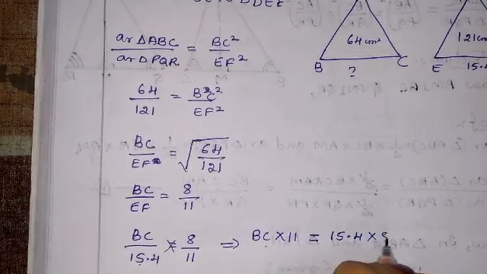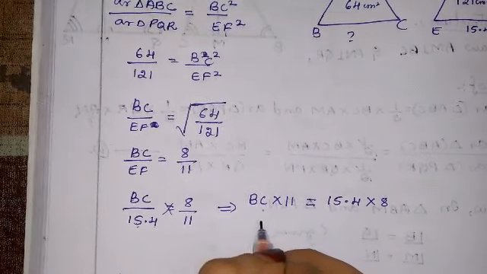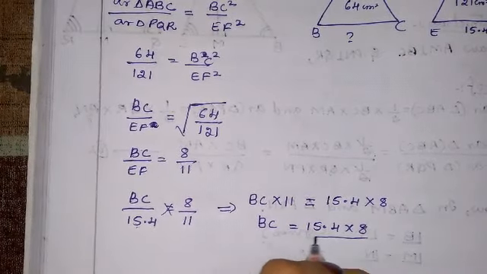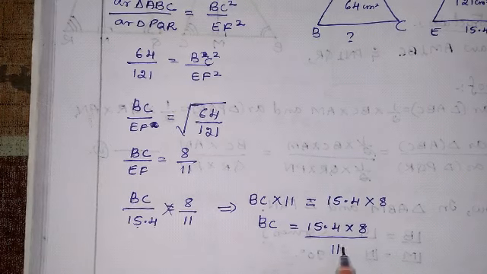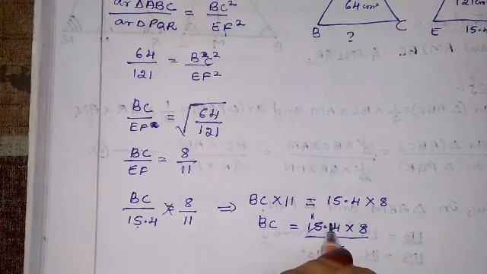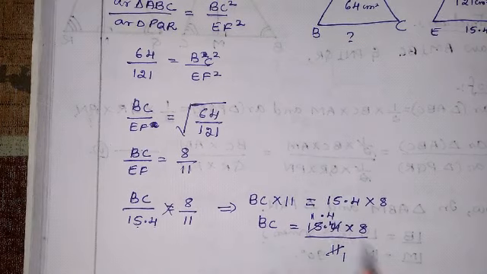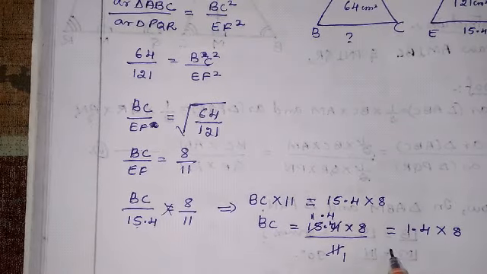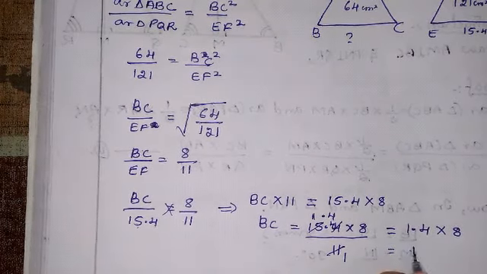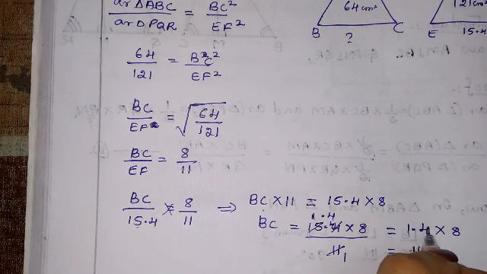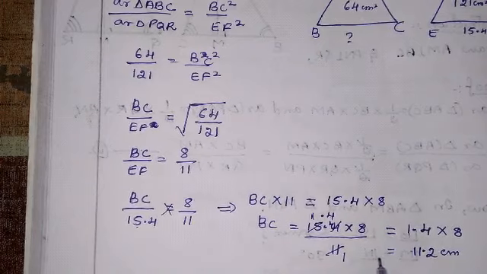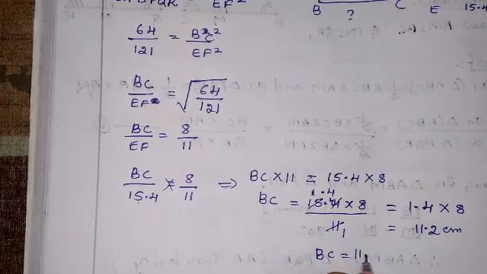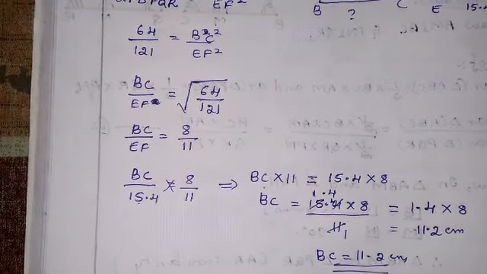15.4 into 8. BC is equal to 15.4 into 8 by this 11. Now we can see 11 ones are 11, 11 ones are 11, 4 remains, 11 fours are 44. So what we got? 1.4 into 8. So 14 8s are 112. After one digit we have a point, so centimeter. What we got? BC is equal to 11.2 centimeter. We got this.